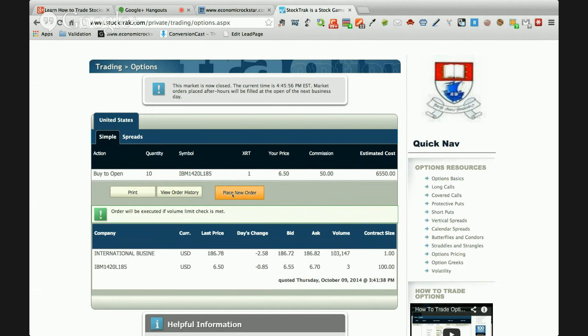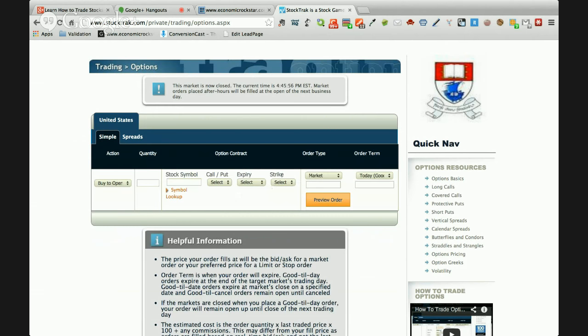So I'm just going to place a new order just to show you the expiration dates and the strikes and the differences possibly in the premiums. So again, I'll just go with, let's go with Twitter.